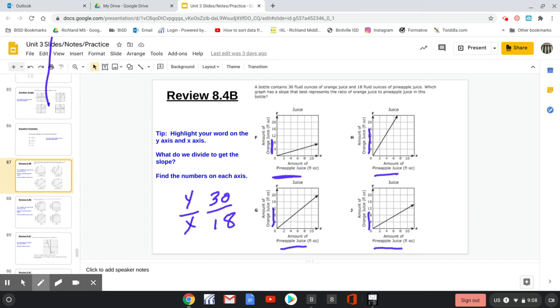So just looking at this, I don't see a 30 for orange juice. So I'm going to reduce this. I'm going to divide it by, let's see, I know 2 goes into that. That would give me 15 over 9. And I also know that 6 can go into 30. That would give me 5 over 3. So I'm going to look for when orange juice is 5 and pineapple juice is 3.